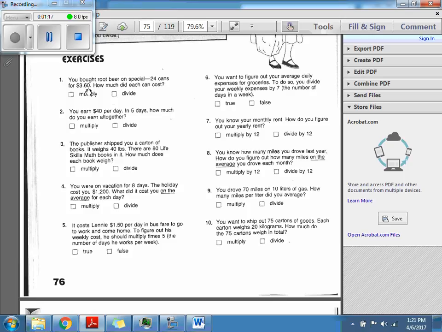Number 1 says you bought root beer on special, 25 cans for $3.60. How much did each can cost? Would you multiply or divide? Number 2, you earn $40 per day. In 5 days, how much would you earn altogether?